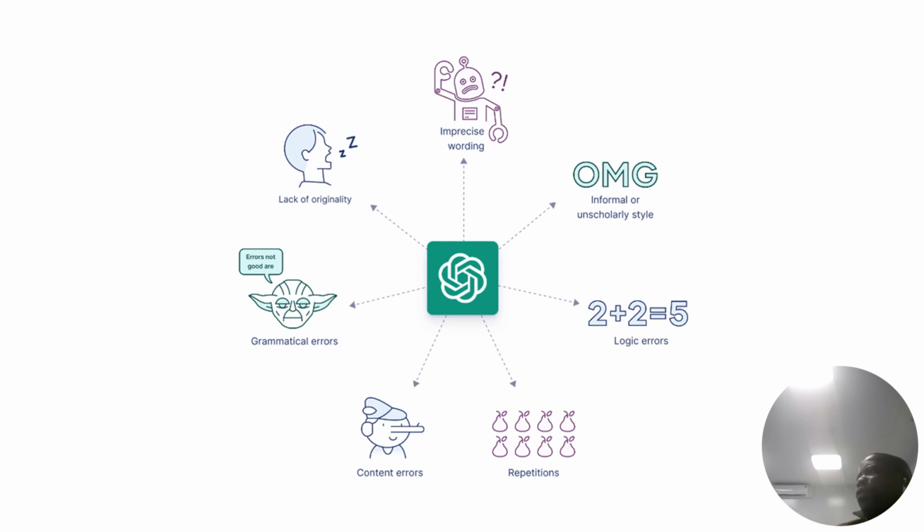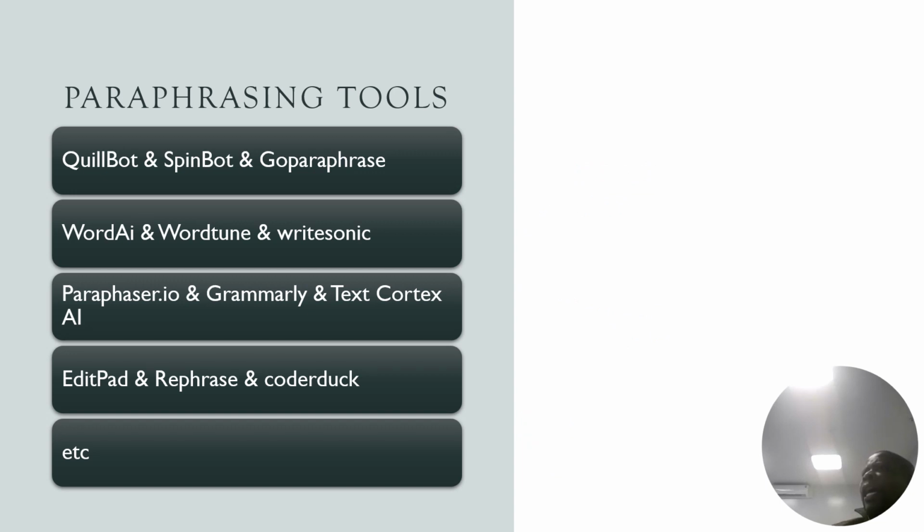So it's very important for you to check for these errors that are always produced when we are using artificial intelligence machines. As an example, these are some of the tools that are there. There are so many tools. Just go to your internet and type paraphrasing tools if you decide to use one.